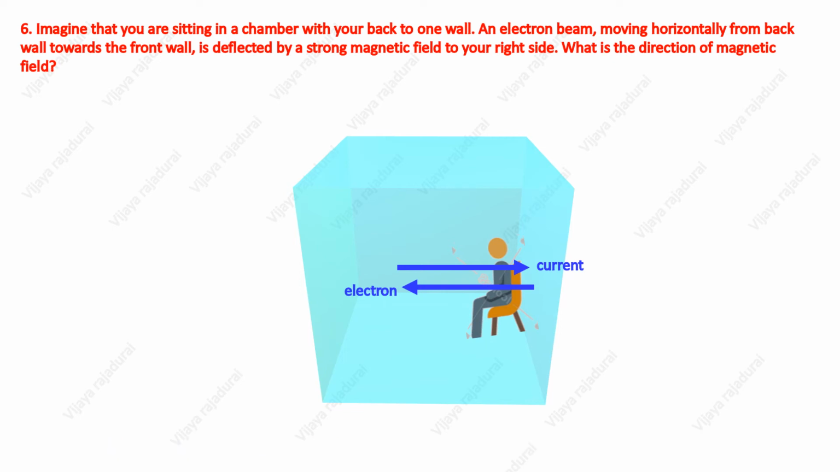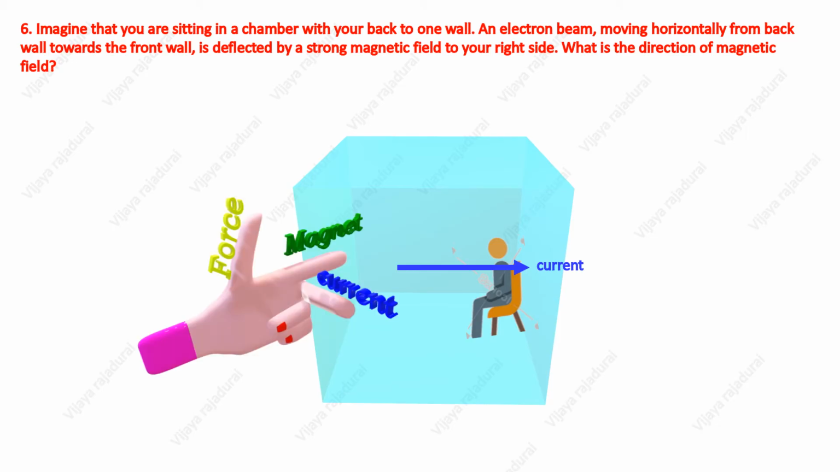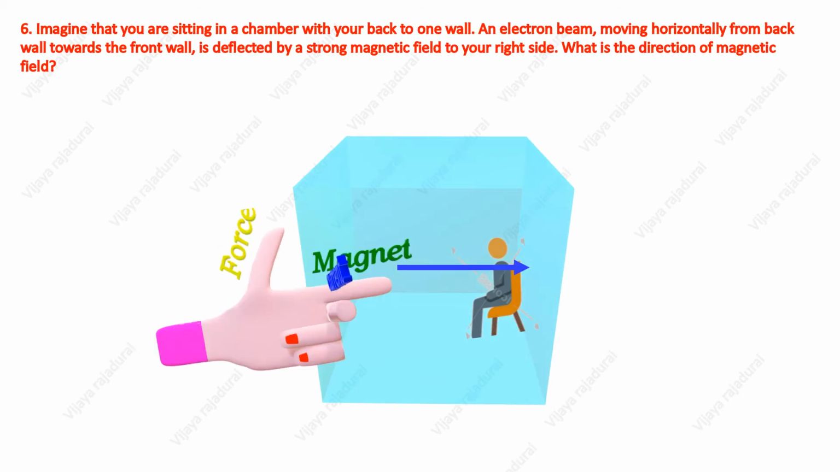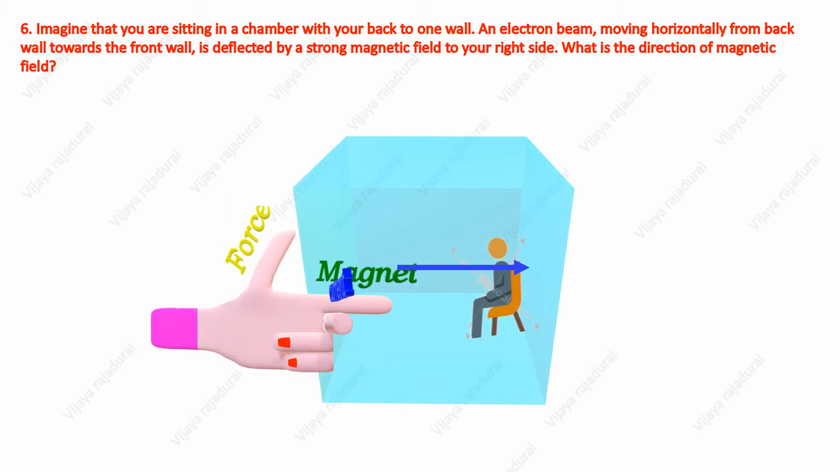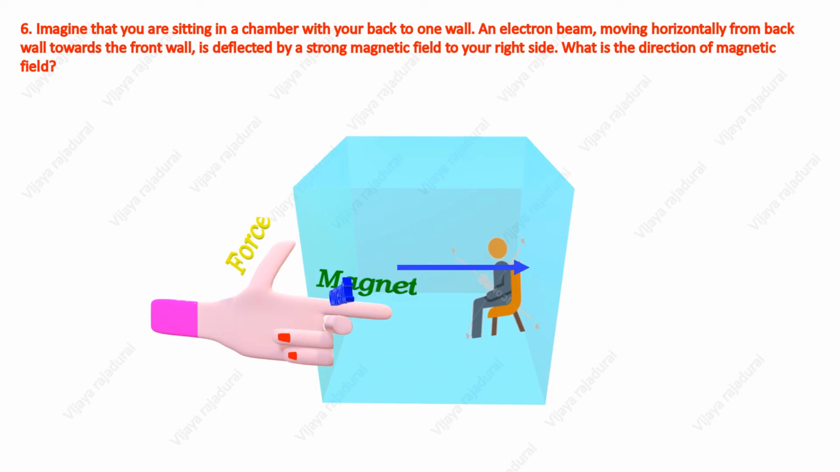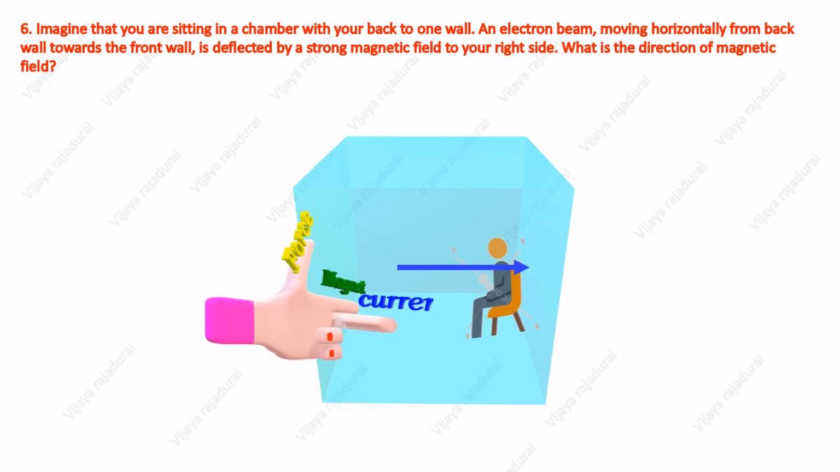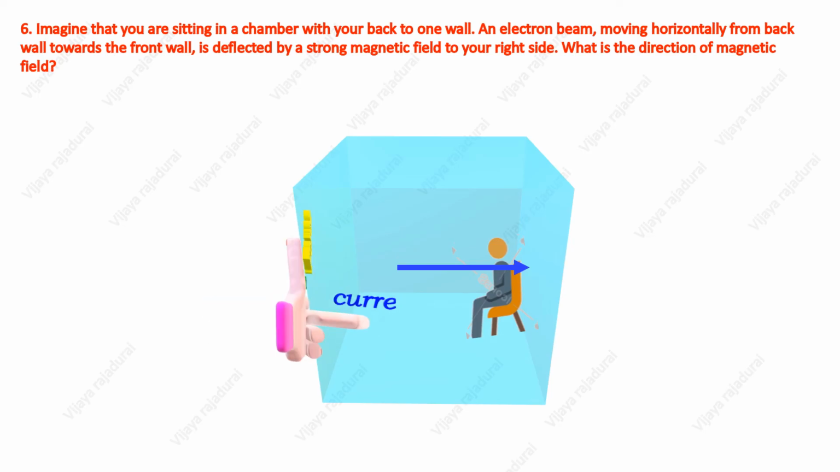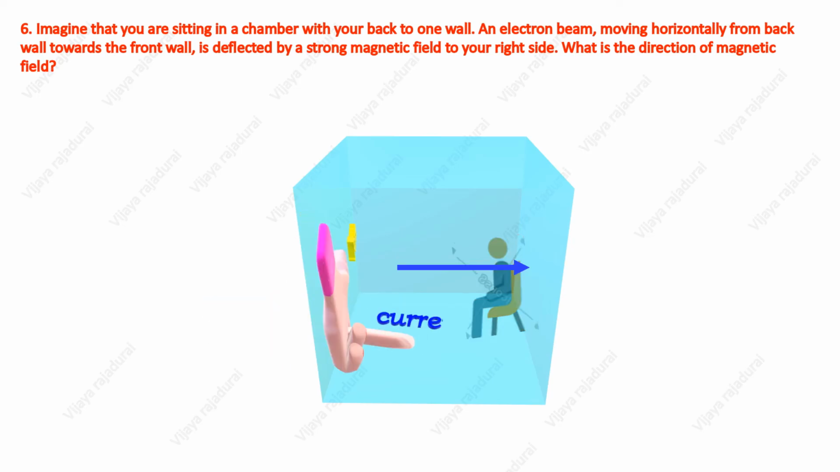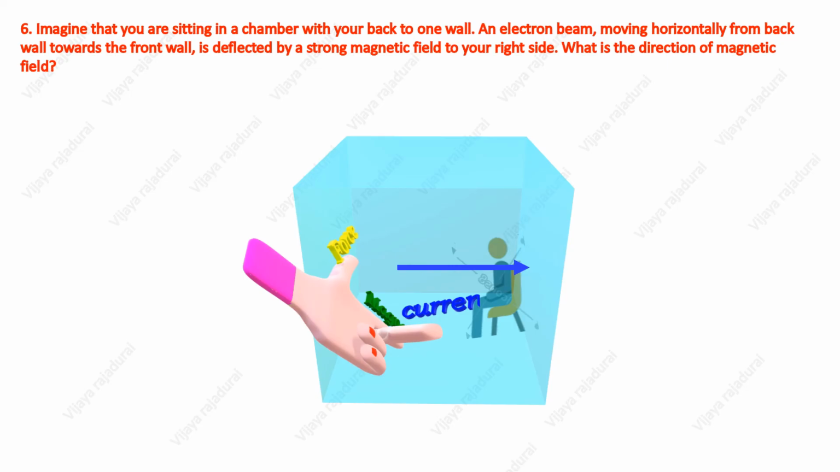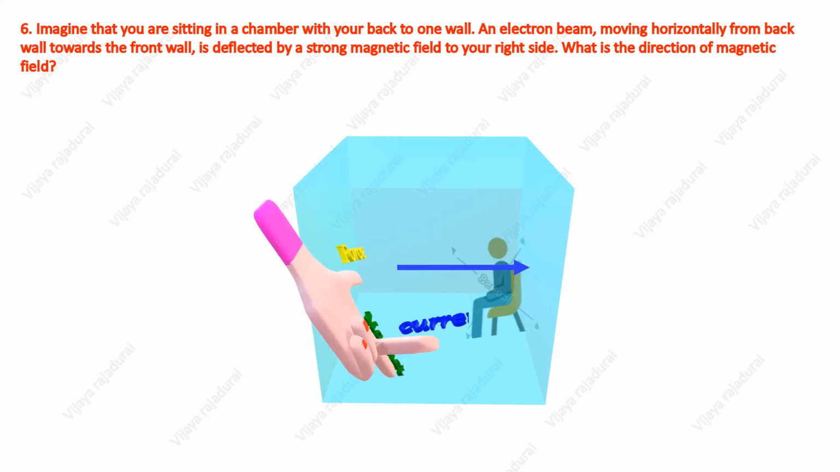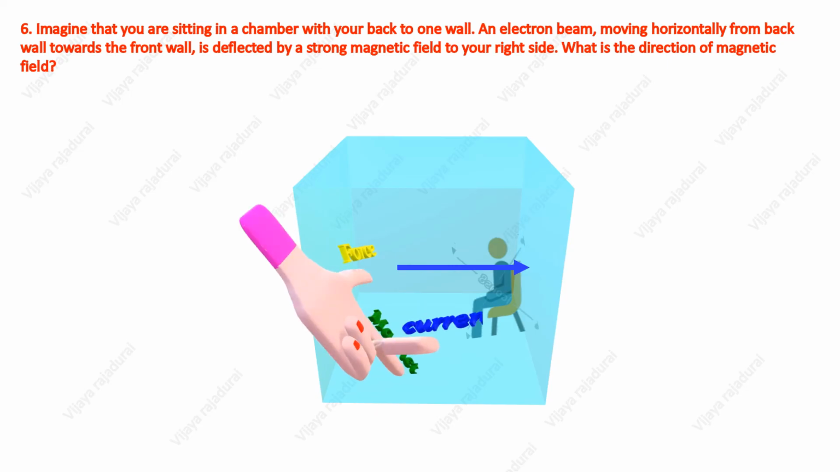Here we forget about electrons. To find out the magnetic field direction, we have to use the left-hand rule. According to the left-hand rule, the middle finger is kept in the direction of the current and the thumb direction should be to the right side of yours. Then the forefinger shows the direction of the magnetic field.